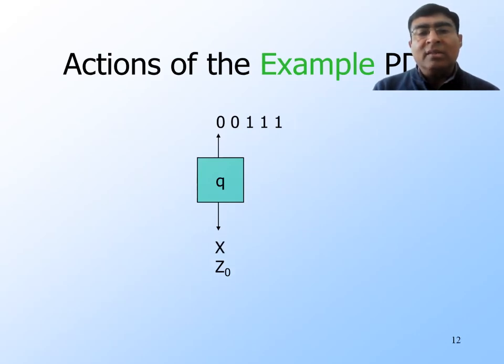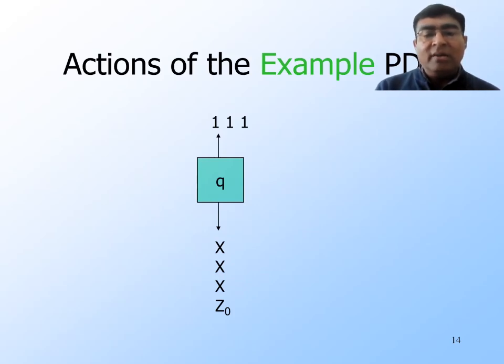So when 0 is read by the PDA, then X will be inserted in the stack. Similarly, in the second step, if the second 0 is read by the PDA, again it will push X in the stack. Again, when the third 0 occurs, it will push the third X in the stack. But this is the turning point in this language.